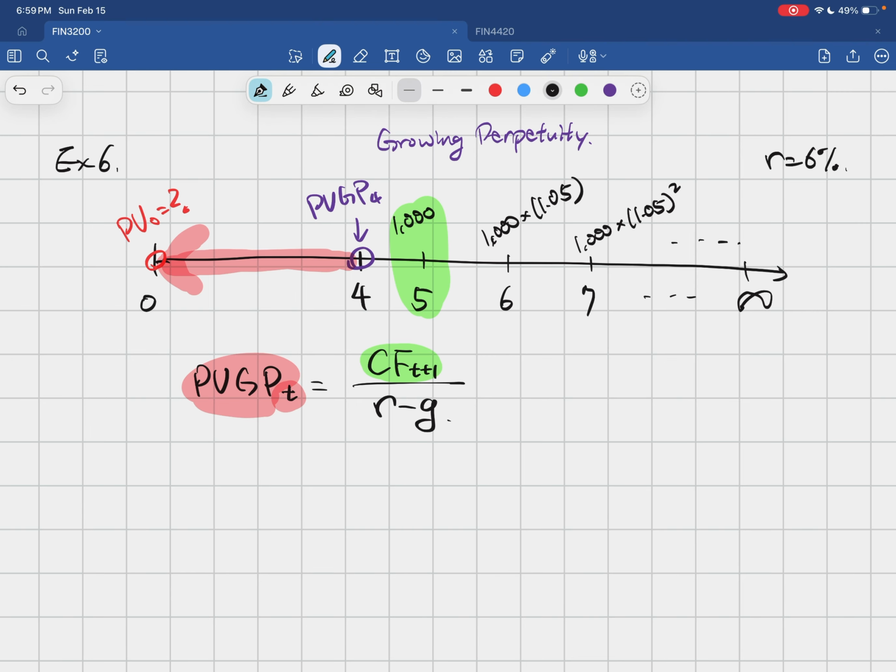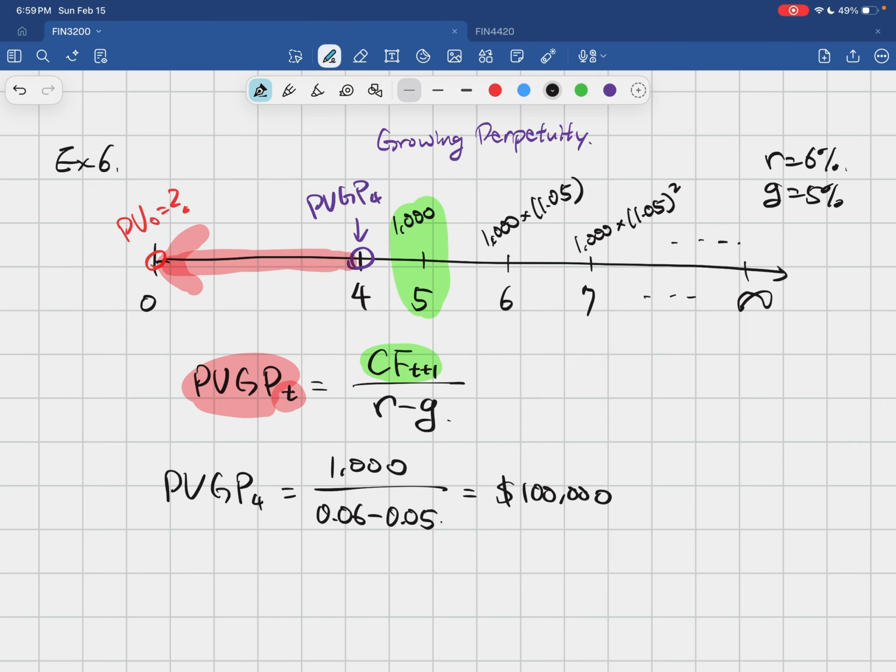So we'll plug the numbers in. PVGP as of year 4 is the cash flow that occurs in year 5. That's the first cash flow, $1,000 over R minus G. R is 6%. G is the rate at which the cash flows grow. Okay, it grows at 5% per year, so it's 5%. Just write G, 5%. And this value is $100,000. Okay, we're not done, right?